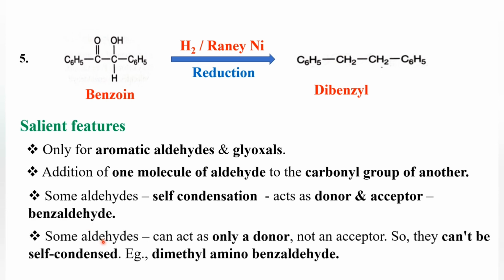But some aldehydes can act only as a donor, not an acceptor, so they can't be self-condensed. An example is dimethylamino benzaldehyde. If the same aldehyde can act as a donor and acceptor, it can be self-condensed, but if it can act only as a donor and not an acceptor, it cannot be self-condensed. So it can condense only with benzaldehyde.